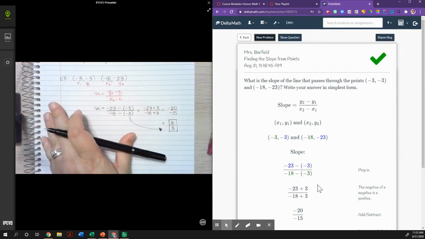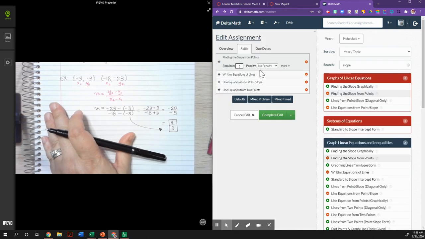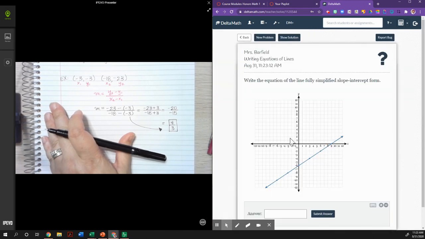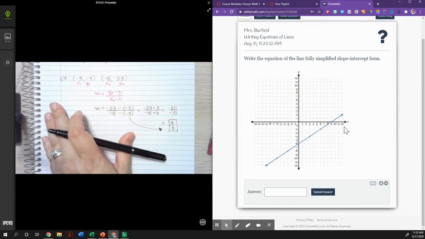I'm not going to go over any more examples of slope. Let's look at the next one. It says write the equation of a line, fully simplified, in slope-intercept form.